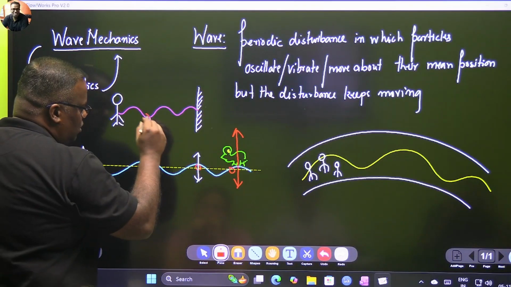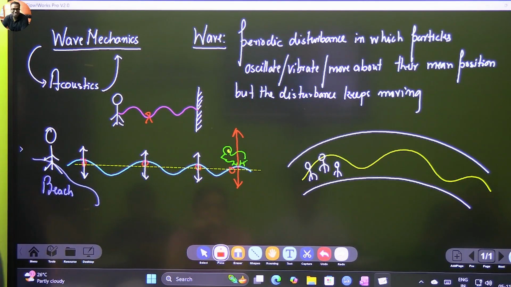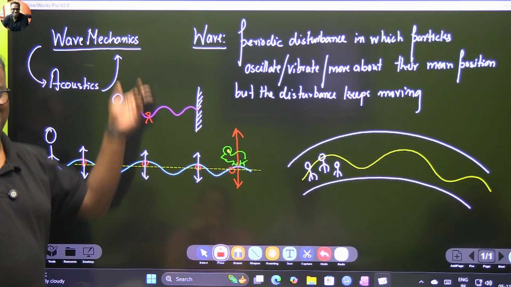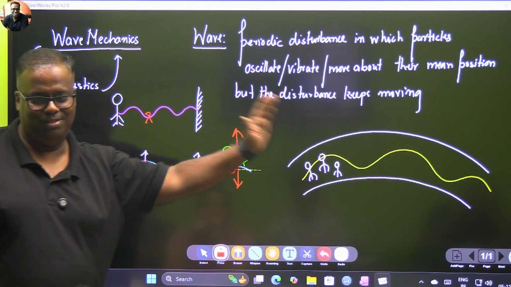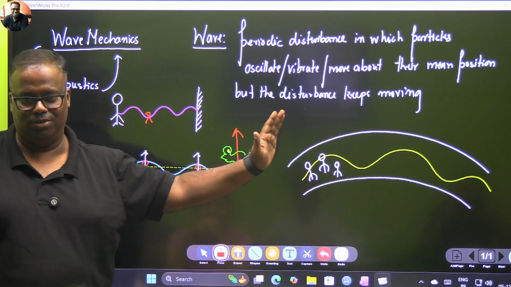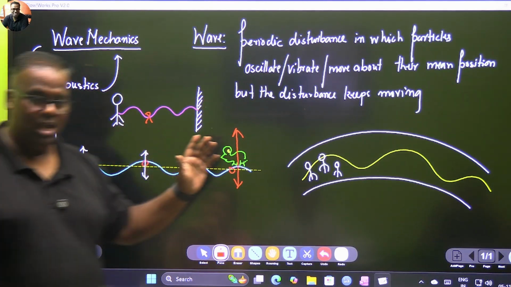So we tie one small satin ribbon out here. We will see that the ribbon is just going up and down, up and down. But from far away, you will feel as if the disturbance is traveling across. Does this get you clear?